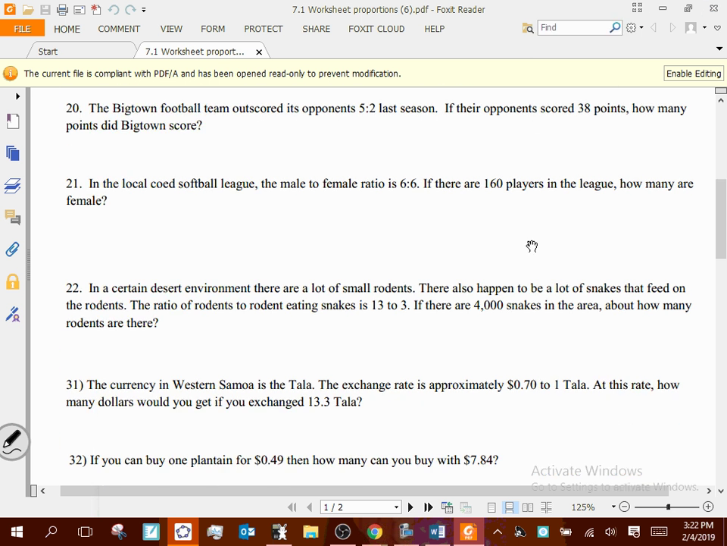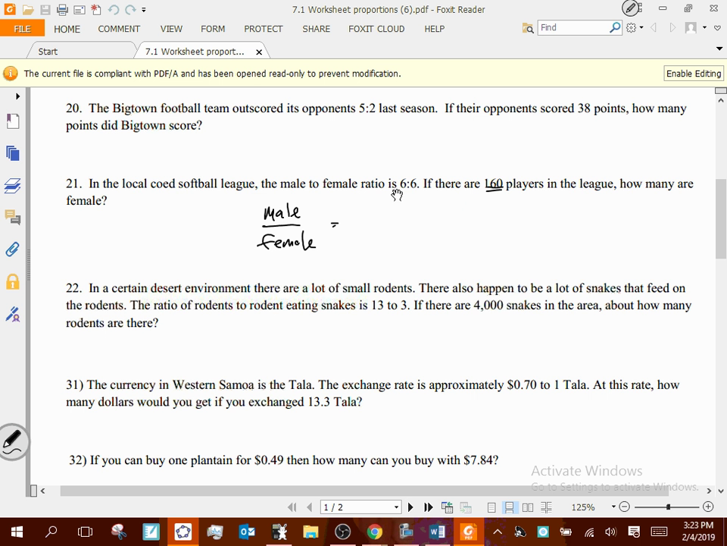In the local co-ed softball league, the male to female ratio is 6-6. If there are 160 players in the league, how many are female? Okay, so this one's worded weird. If I go male in my proportions, that's going to be 6/6 equals. Now let's say this was my males, this was my females. Neither of those are going to allow me to address this 160 real easily.